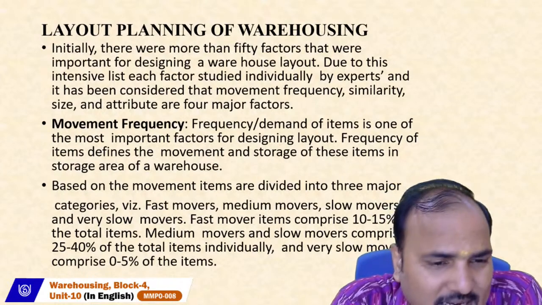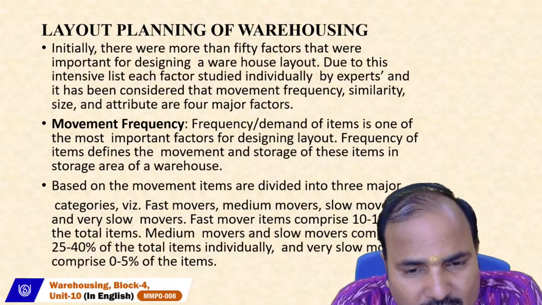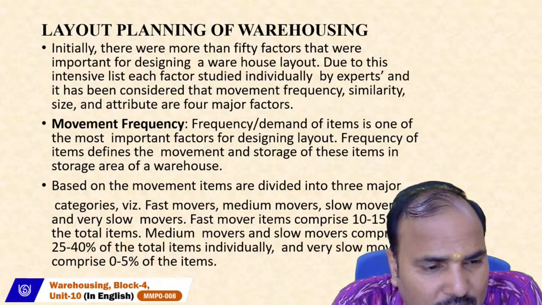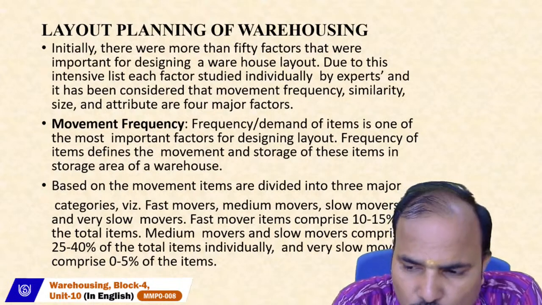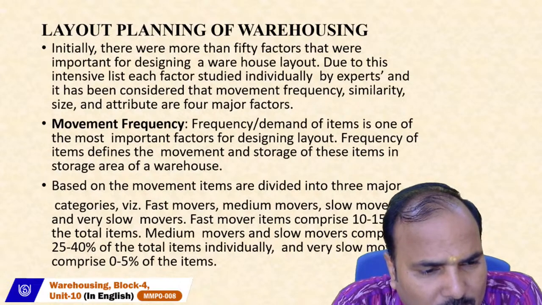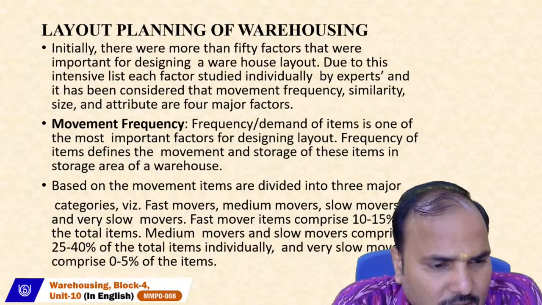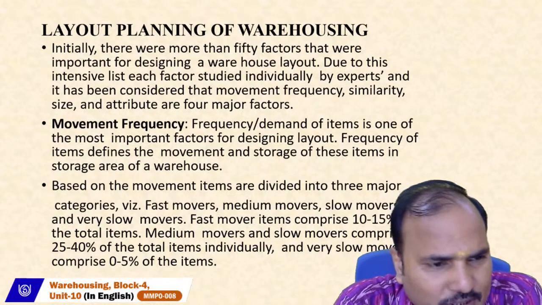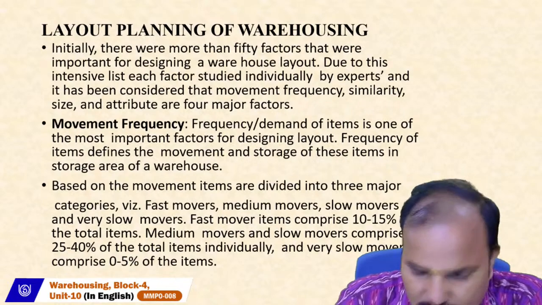So as per these categories, the fast mover items basically comprise 10 to 15% of the total items. Medium movers and slow movers comprise 25 to 40% of the total items. And very slow movers comprise 0 to 5%. So accordingly, the planning will be made.